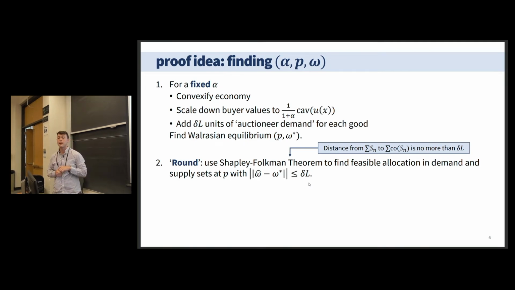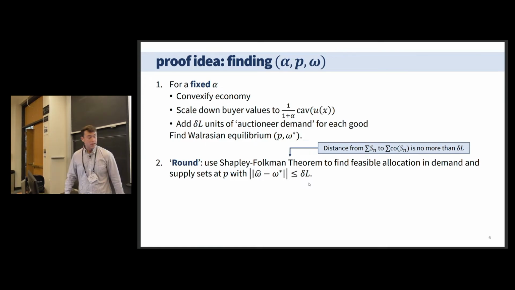Naive question, so what's the Shapley-Folkman theorem? Yeah, so this is the application of the Shapley-Folkman theorem to the Walrasian equilibrium setting, which is where it actually comes from originally. But the Shapley-Folkman theorem itself just says if you take a family of sets Sn, and take the Minkowski sum of them, then the least distance between a point in the Minkowski sum and the convex hull of the Minkowski sum is no more than some delta L.